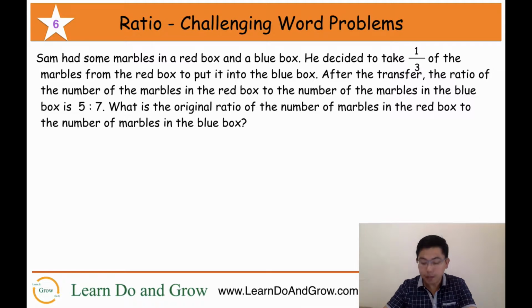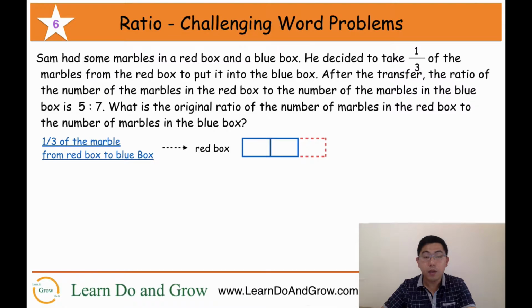So let's start. Let us look at this sentence: 1/3 of the marbles from the red box to the blue box. So this is what it means in the model. Red box, and after that 1/3 is taken out. That's why it is a dotted line. So we are left with 2 units over here.